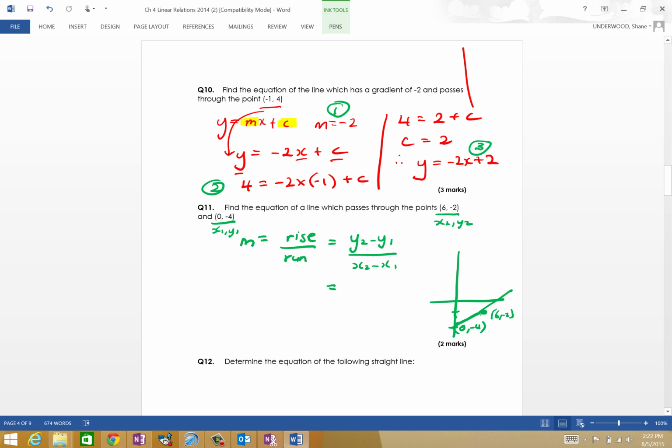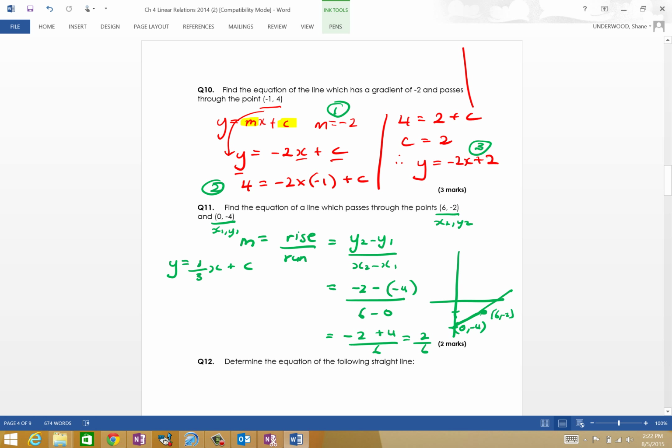So what we're going to do is we've got minus 2. Be careful with your negatives here. Negative minus 4, over x2, which is 6 minus 0. So what we've got is minus 2, and two negatives are going to cancel out to give us positive 4 over 6, which is equal to 2 over 6, which is equal to a third. So what we've got is y equals a third x plus c.